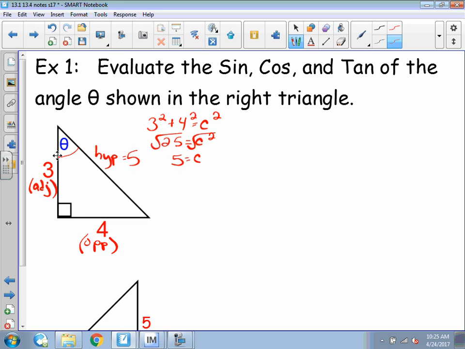So my hypotenuse is 5. Okay, we should have recognized that. If your legs are 3 and 4, your hypotenuse is 5. That's a special kind of right triangle. 3, 4, 5. Okay?